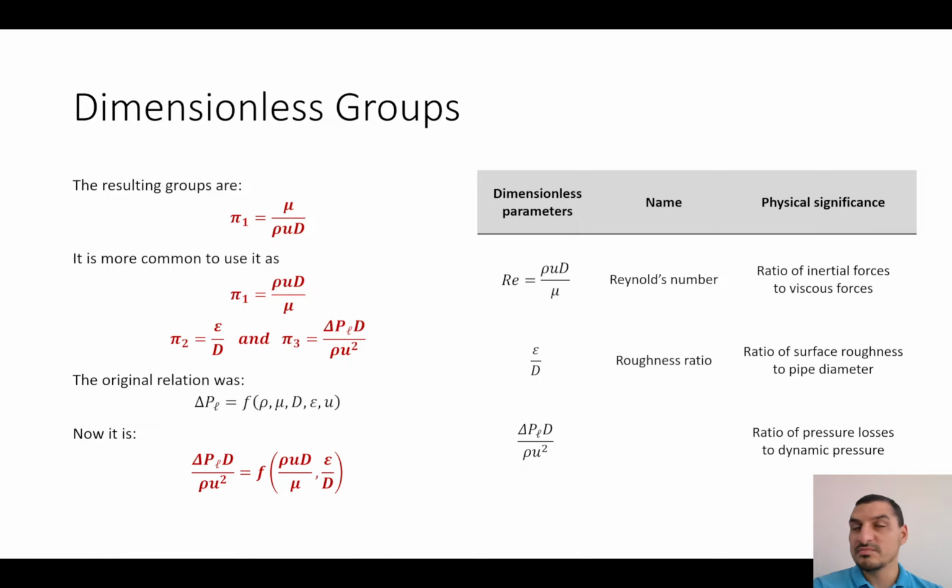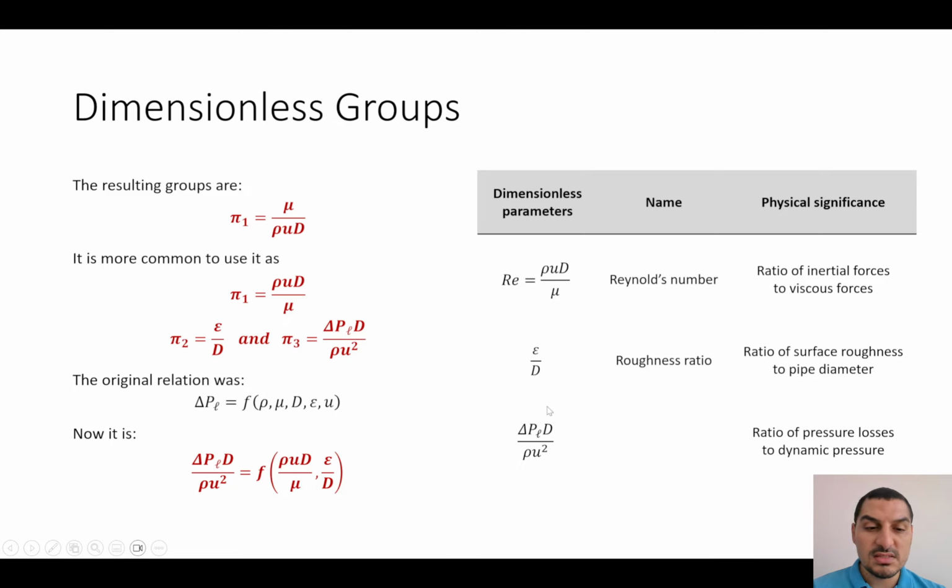If you have flow with a high Reynolds number, it means that it has much more inertia than the resistance to the flow, and vice versa. So this is a very important dimensionless group that we will see a lot later. This epsilon over D represents how big the roughness of the surface is relative to the diameter of the pipe, so it's called the roughness ratio.